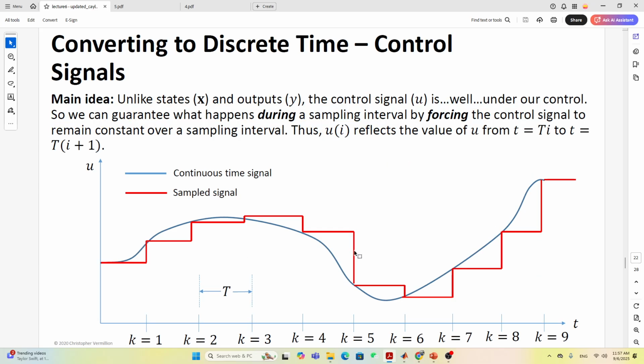Unlike states and outputs, the control signal is basically under our control. So we can guarantee what happens during the sampling interval by regulating the control signal to remain constant over the sampling interval. This is a zero order hold. As you can see, your control signal remains constant, and then all of a sudden in the next interval it jumps to a different value. So within the time interval, your control signal remains constant, and it only changes when it reaches the next time step.